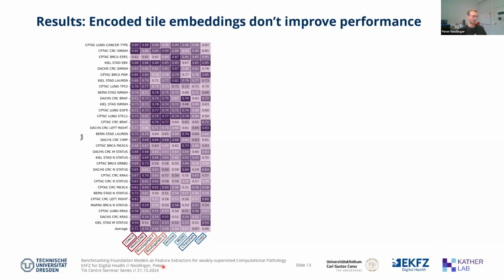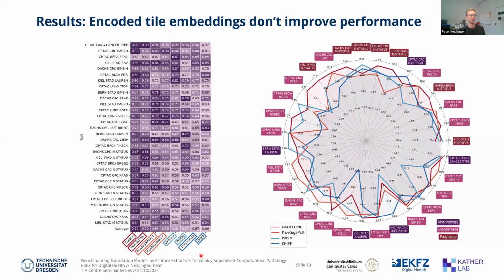So I used those tile embeddings from CONCH, for example, and put them through Madeleine, and then extracted the encoded tile embeddings again. So from each patch of the model, again, extracted the embedding and looked at these performances, and same for the other models. And as you can see here, the encoded tile embeddings from these slide encoders don't improve the performance. It's actually always a bit worse if you look at the average across all tasks. So it doesn't really make sense to use slide encoders in a setting like this.